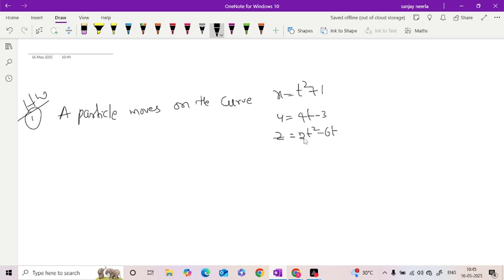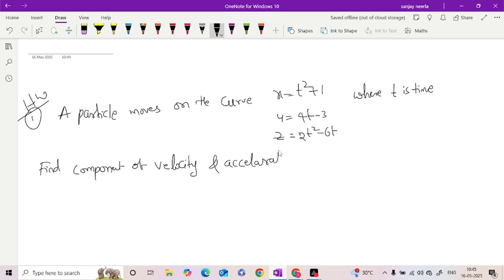And the question is, where t is the time, find the component of velocity as well as acceleration at t equals 1 in the direction i minus 2j plus 2k. Here we have the two questions: a component of the velocity, and of the acceleration, in the direction i minus 2j plus 3k. Okay.